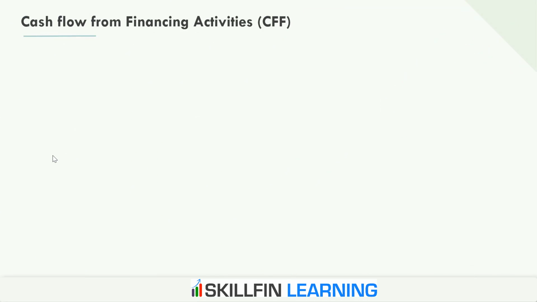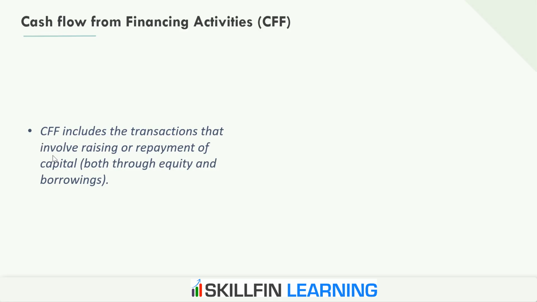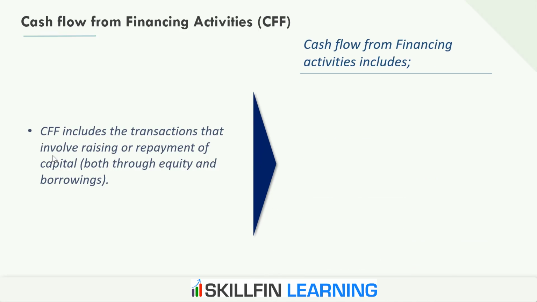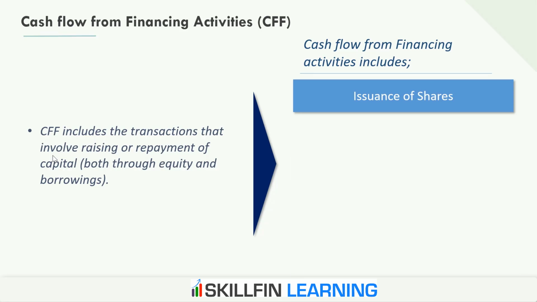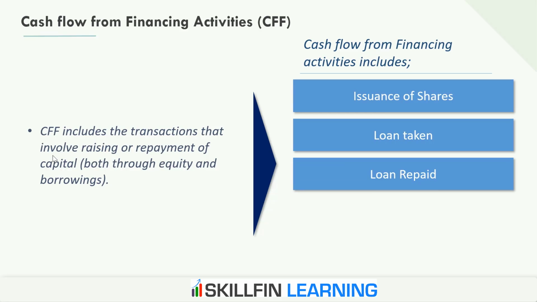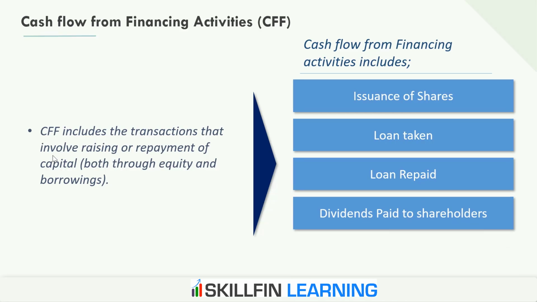Cash flow from financing activity summarizes the transactions that involve raising and repayment of capital. This can be both through equity and borrowings. It includes issuance of shares, loan taken, loan repaid, dividends paid to shareholders, and share buyback.